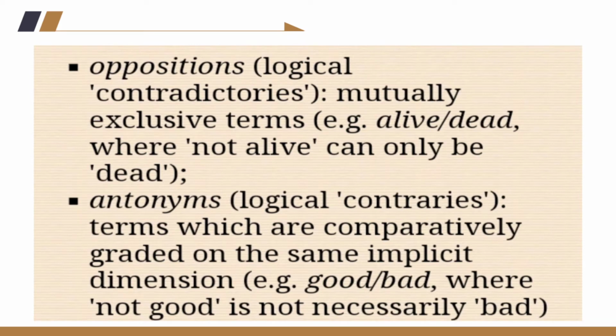Okay. Oppositions can be logical contradictories, mutually exclusive terms. Example: alive, dead. If not alive, it can only be dead. Antonyms are logical contraries, terms which are comparatively graded on the same implicit dimension. Example: good, bad. If not good, it is not necessarily bad. So from the word antonyms, it differs.